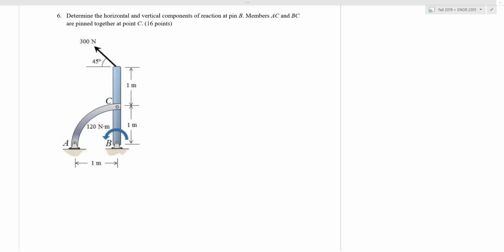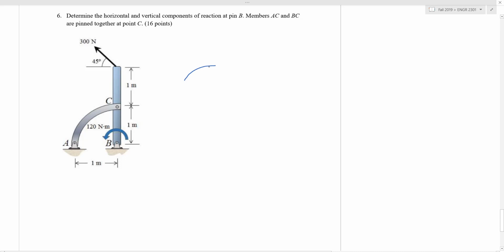Problem 6, we need to determine the horizontal and vertical components of reaction at pin B. Members AC and BC are pinned together at point C. So you need to recognize that this is a machine and frame problem. You have two rigid bodies, AC and BC. They are pinned together. You can separate them.